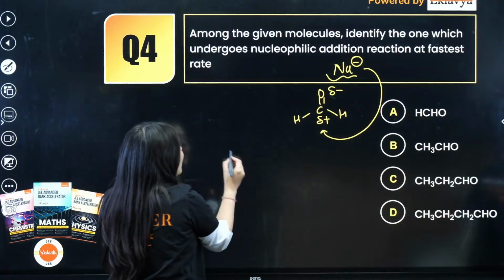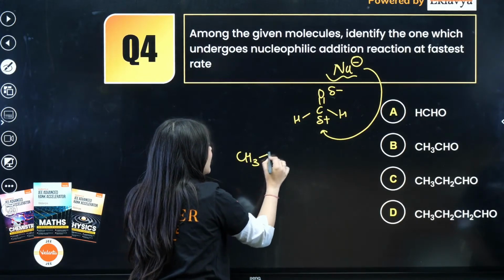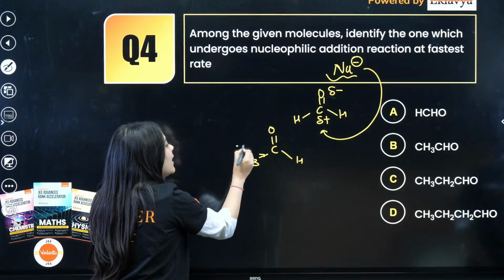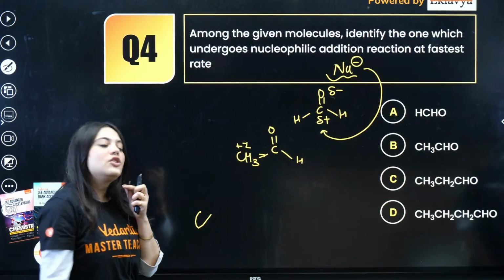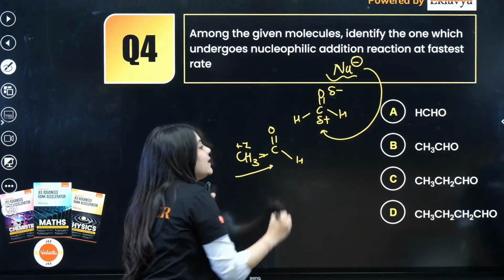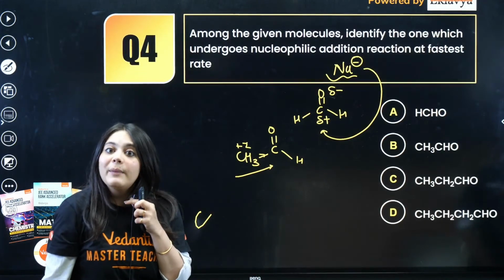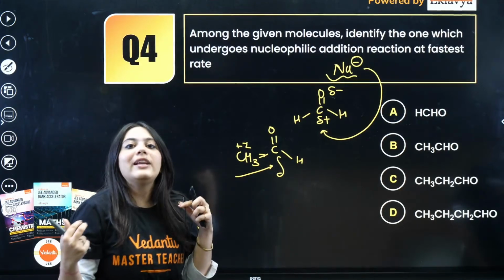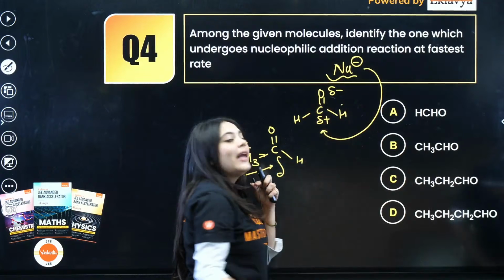Similarly, let us look at the B option. B option has CH3 and once again the same molecule, CH3CHO. Here CH3 is a plus I group. Plus I, which means what? That it is increasing the electron density on this carbon. Hence this carbon is not that positively charged as compared to the HCHO.